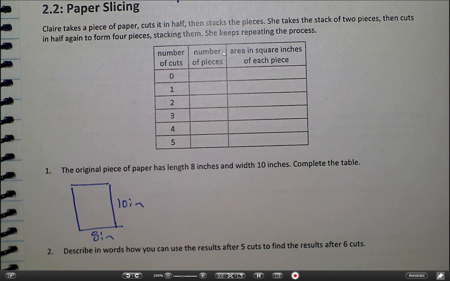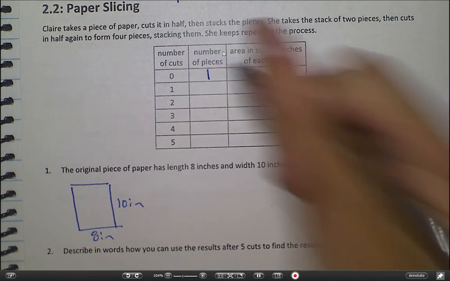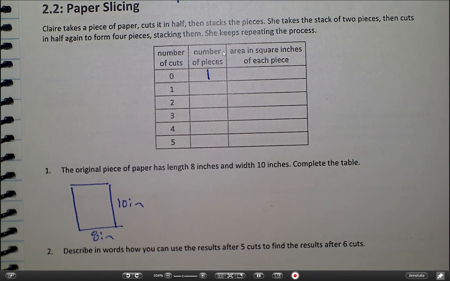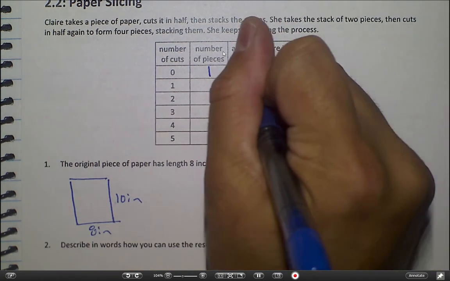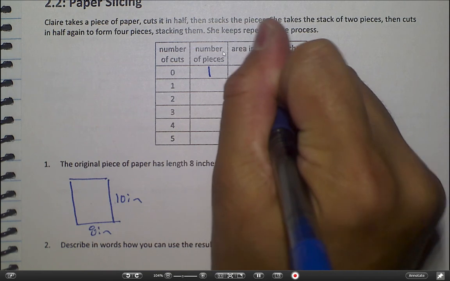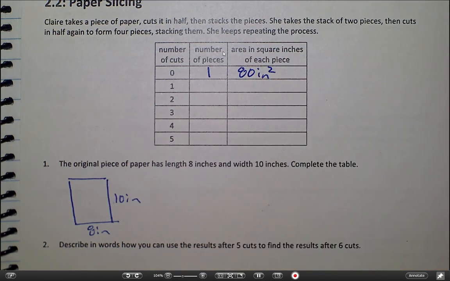Say 1. 1 piece of paper, right? 1. Now, what is the area of that piece of paper? 80, right? So to find the area, it would be the length times width. So it's going to be 80. So 80 inches squared, right? Good job. Make sure you write the inches squared to notate that it's the area.